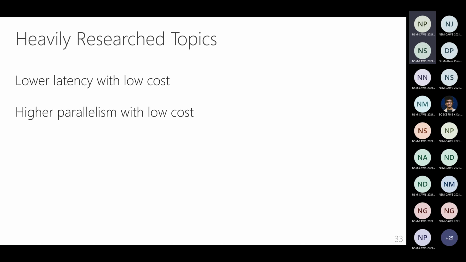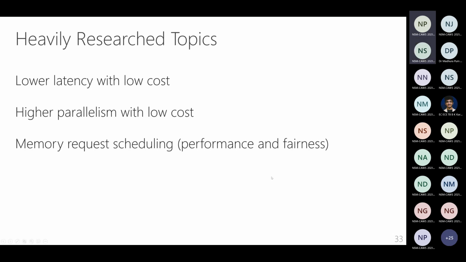Similarly, how to get high parallelism with low cost. Today we are putting more and more cores on chip, right? And we have multiple accelerators that are trying to access the same memory, which means we are going to get multiple requests in parallel. It'll be great to have higher parallelism from the DRAM side to be able to service those requests quickly in parallel so that we can get overall better throughput, right?